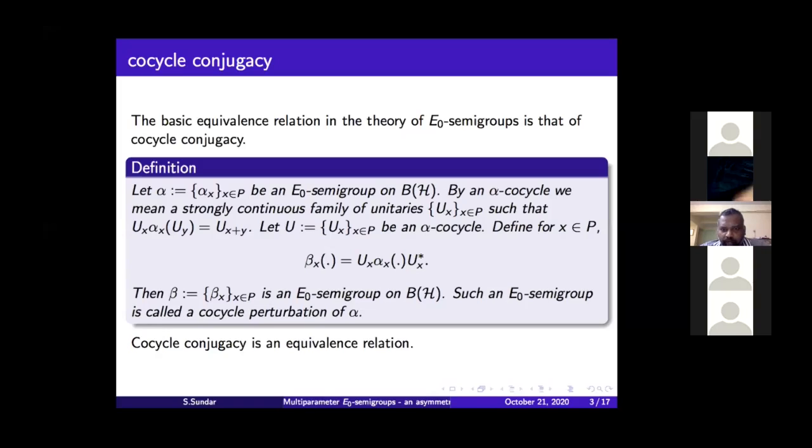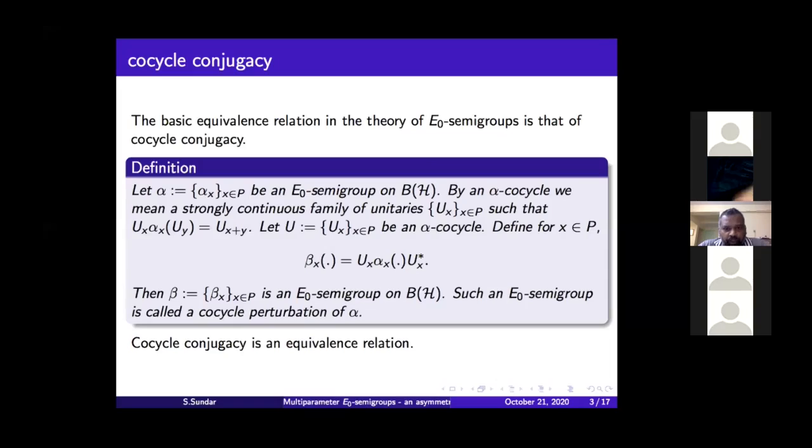And second, if you have E0 semigroups on two different Hilbert spaces, suppose you have one on B(H), another on B(K), then you first bring them together to a common Hilbert space and then compare up to cocycle perturbation. So that is the equivalence of cocycle conjugacy. That is the equivalence relation. Okay.